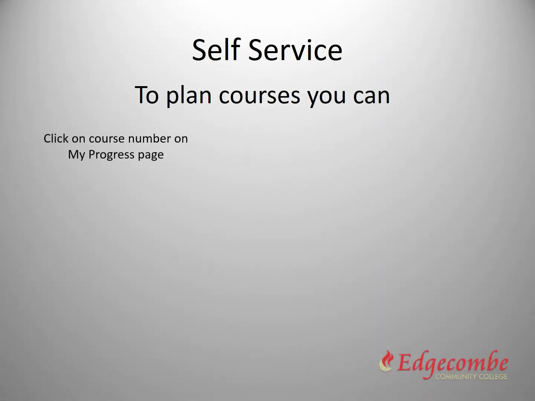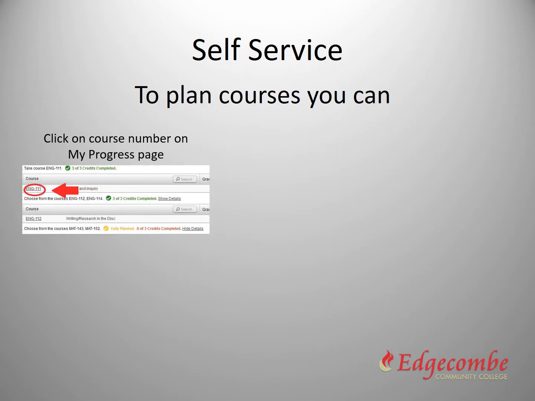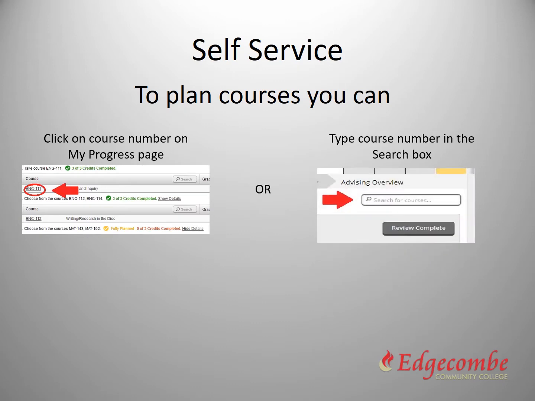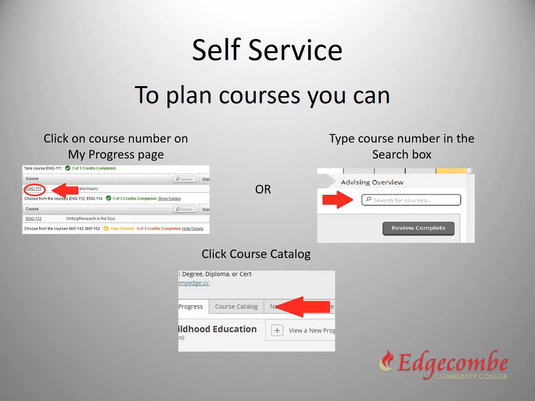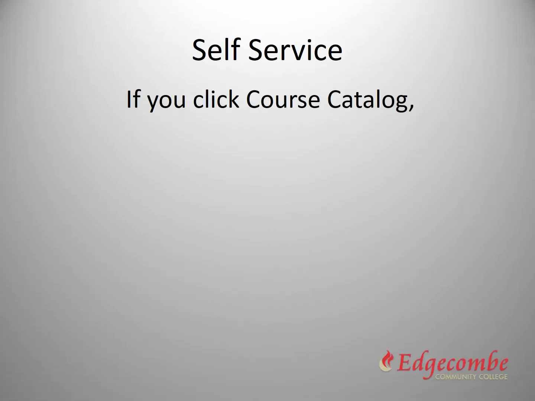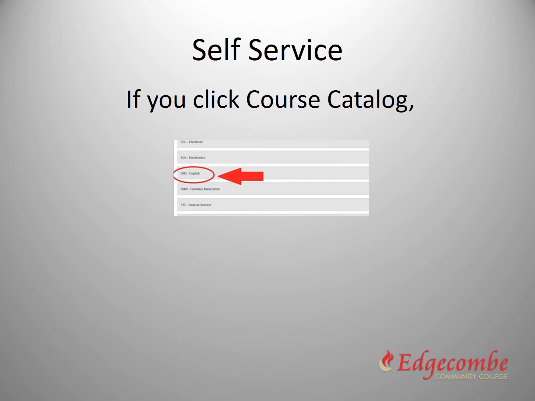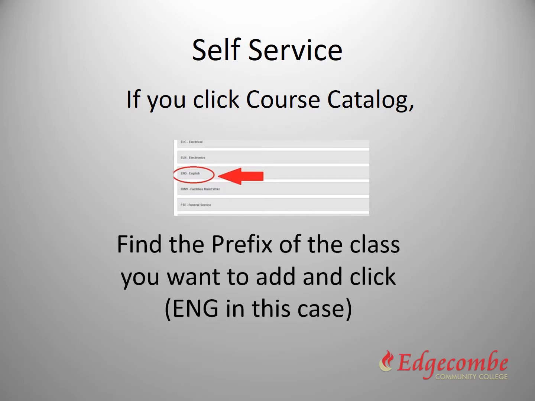In order to plan courses, you have three choices. You can click on the course number on the My Progress page, or you can type the course number in the search box that is in the top right of the page, or you can click on Course Catalog. If you click Course Catalog, you will need to find the prefix of the class you want to add. In this case, we will try to add English 111. You will not have to do this step if you choose one of the other two choices.